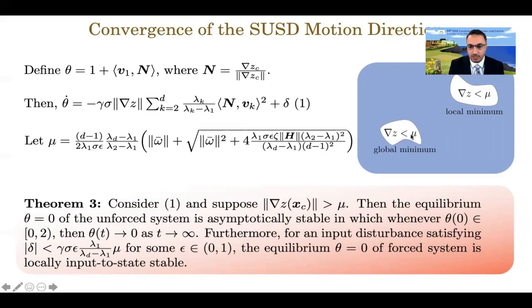This sketch illustrates the idea. Suppose we have a function with 2 minima. In all of these blue areas, according to our convergence results, the SUSD direction v1 will align with the negative direction of the gradient until it reaches a neighborhood around the minima. We derive the size of the neighborhood mu, which depends on the eigenvectors and eigenvalues of the spatial shape. It depends on the dimension and depends on the higher order terms of the field.